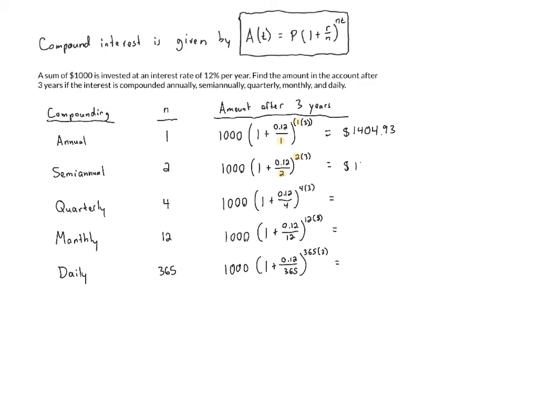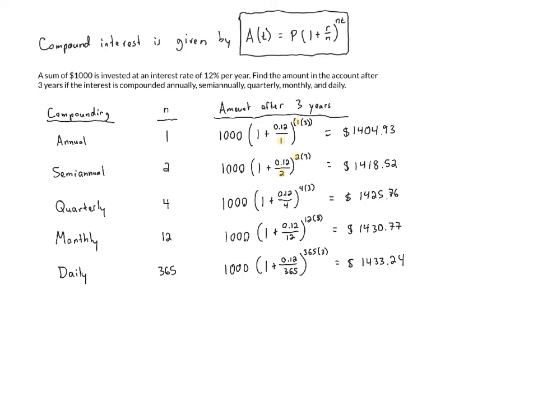$1,404.93, $1,418.52, $1,425.76, $1,430.77, and $1,433.24. We can see that the difference between annual compounding and daily compounding would give us almost an extra $30.